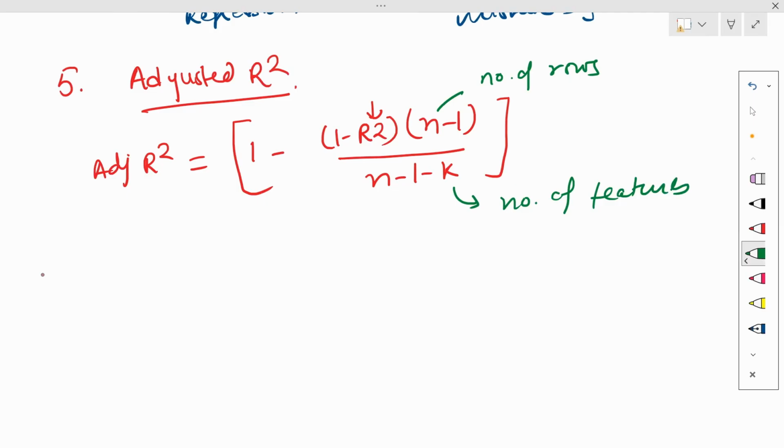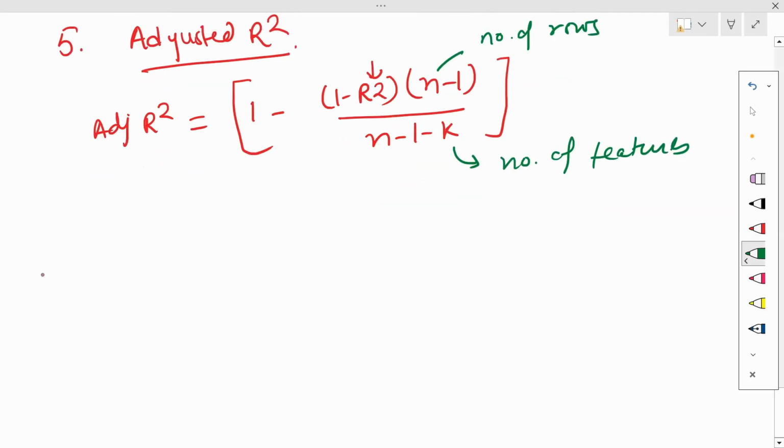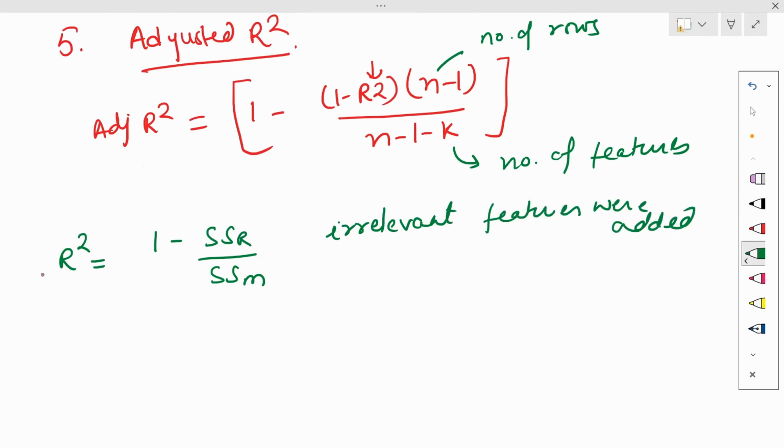Let's understand why there was a need for adjusted R square when we already had R square. In case of R square, even when some irrelevant features were added, R square was either increasing or remaining the same. But instead of that, what should have happened is that R square should have dipped.